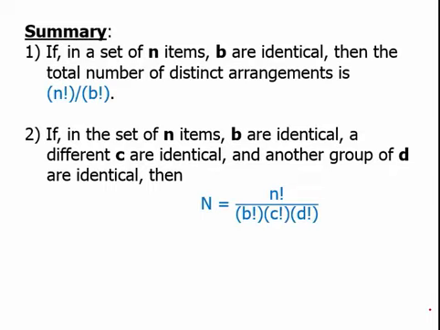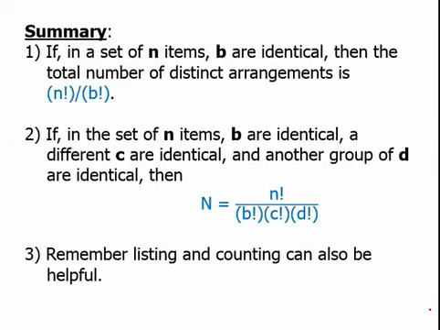And of course, both of these rules are only for when we're talking about arrangements of the entire set. If we have some other thing where we have a pool with arrangements in it and then we're selecting from that pool, then we're going to have to resort to listing and counting because there's no formula in that case.